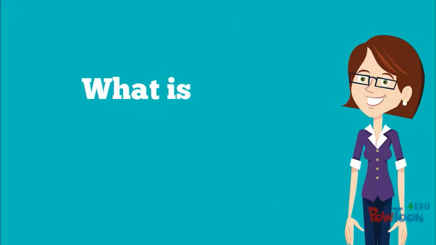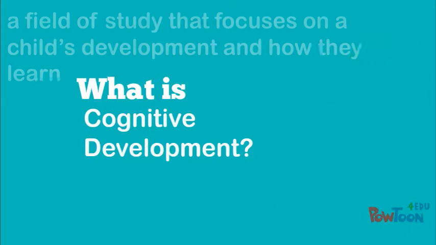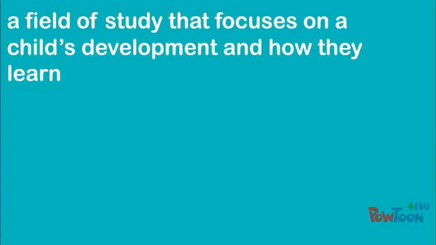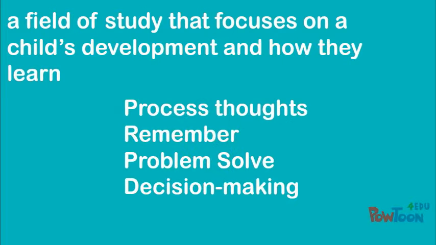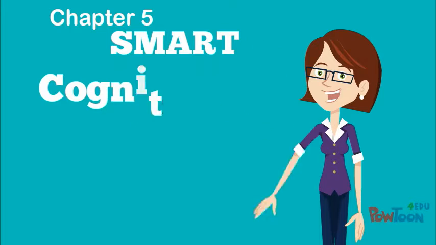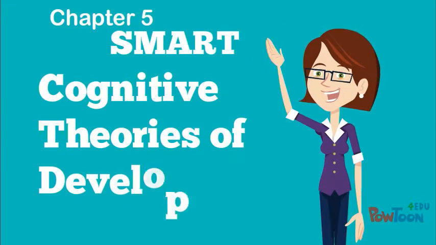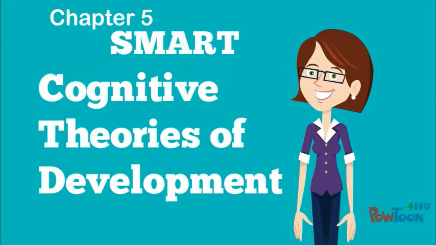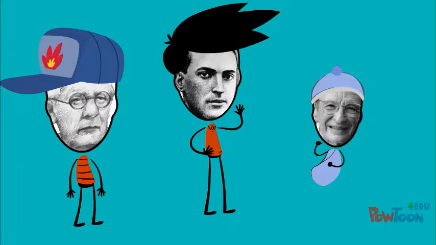What is cognitive development? Cognitive development is a field of study that focuses on a child's development and how they learn to process thoughts, to remember, to problem solve, and develop decision-making skills. Chapter 5 in our SMART book is entitled Cognitive Theories of Development and describes 3 prominent developmental psychologists' theories about how we think the way we do.